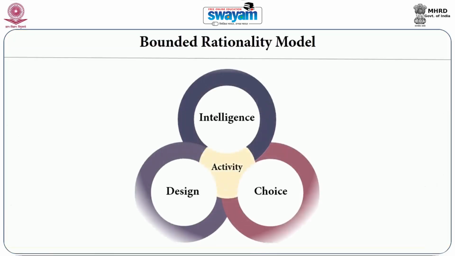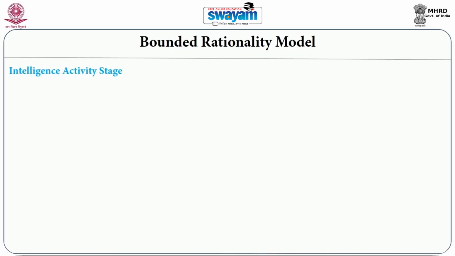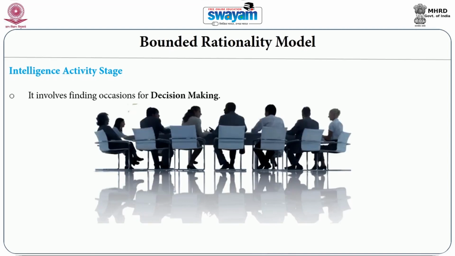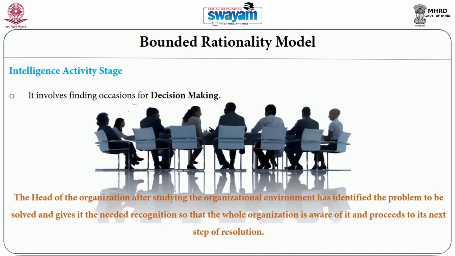The individual decision choice model has three stages: the intelligence activity stage, the design stage and the choice stage. A detailed explanation of these three stages follows now. As far as the intelligence activity stage is concerned, Simon called the first phase of the decision-making process intelligence. It involves finding occasions for decision-making. The head of the organization, after studying the organizational environment, identifies the problem to be solved and gives it the needed recognition so that the whole organization is aware of it and proceeds to the next step of resolution.